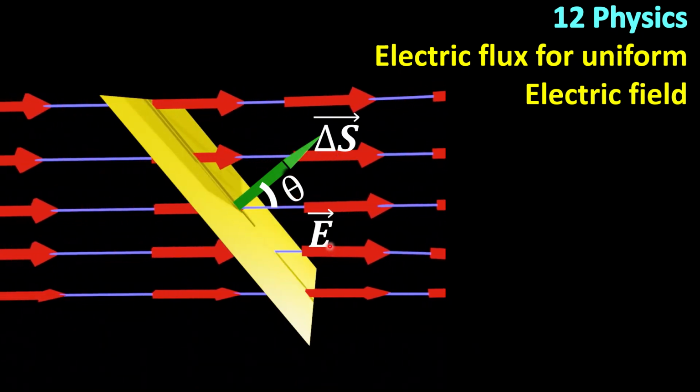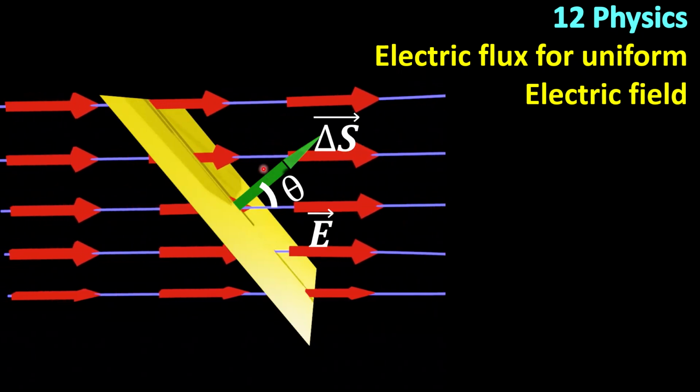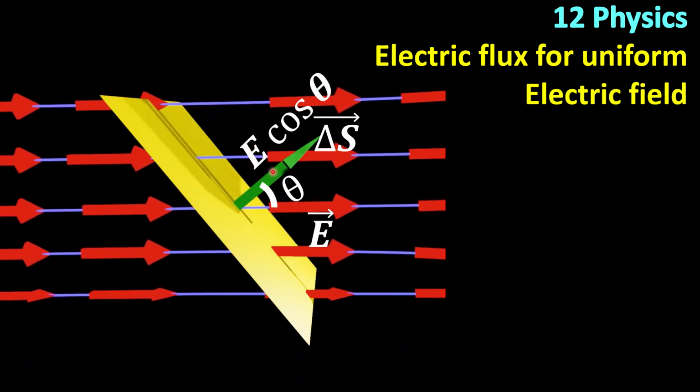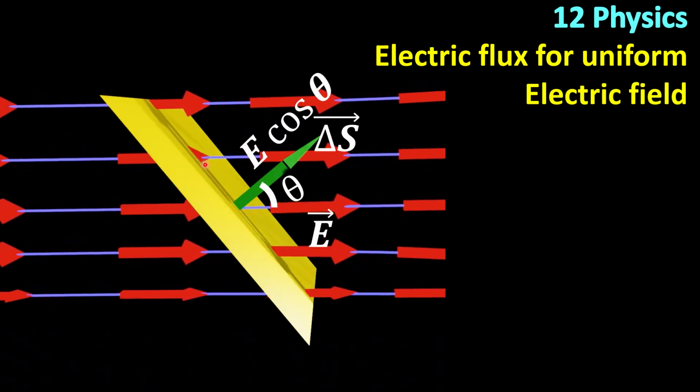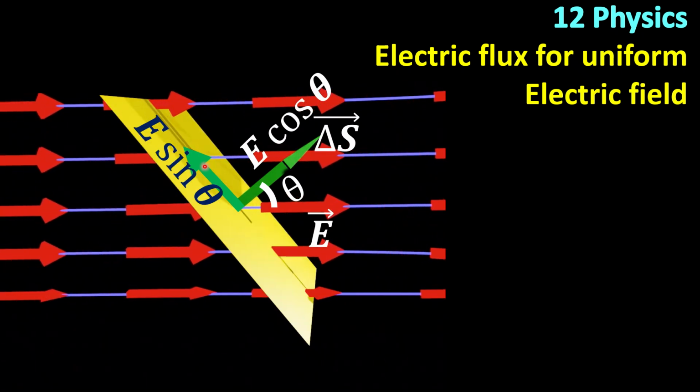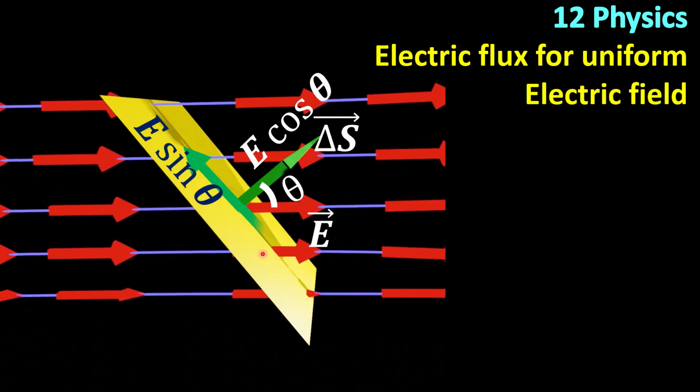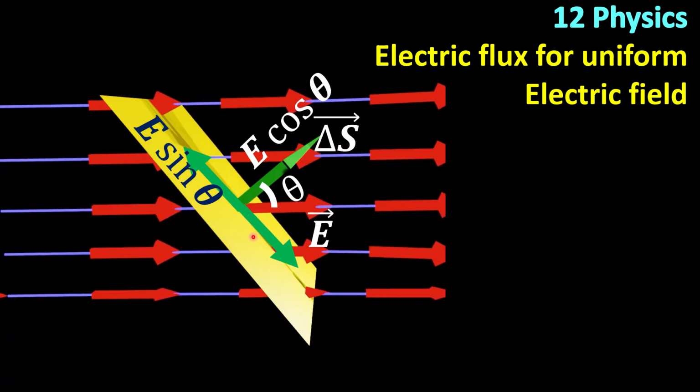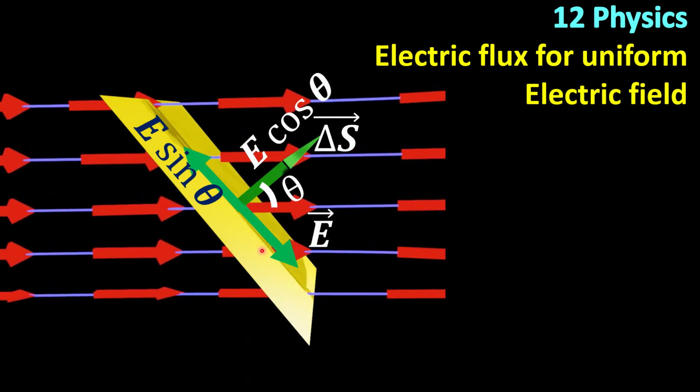Here we are taking components for the electric field vector. So horizontal component is equal to E cos theta, and the vertical component is equal to E sin theta. Here also, in the opposite direction, there is a vertical component, but in the opposite direction. This is also E sin theta.